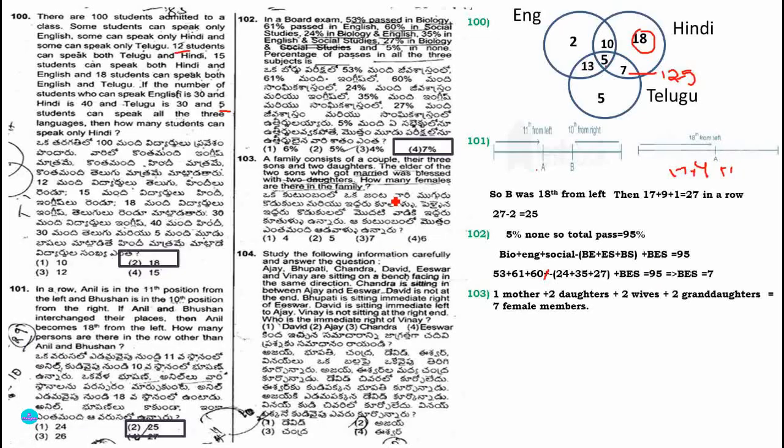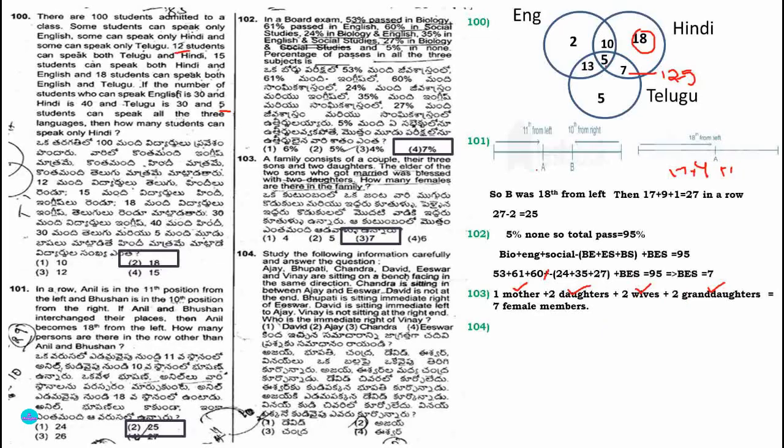First, it's a couple. So in that couple, mother is there. Mother and father. So one mother is there. There are 3 sons and 2 daughters. Again 2 females are there. So 2 daughters. The elder of the 2 sons who got married. So totally how many sons got married? 2 sons got married. So 2 wives. So elder has 2 daughters. So 2 granddaughters of them. So totally 2, 3, 4, 5, 6, 7 family members. Answer is option 3. Next, 104.